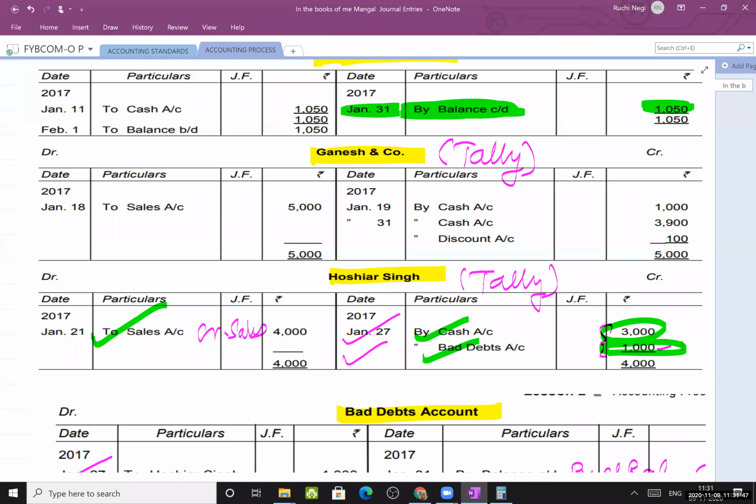Account does not tally because he did not pay us in full. He was supposed to pay us 4,000. So please don't say it is 1,000 rupees discount. He couldn't pay us 1,000 rupees. We did not give him any discount. He couldn't pay us 1,000 rupees because he was declared bankrupt, insolvent. So here this 1,000 will not go in discount. It will go in bad debts. Account tallies.